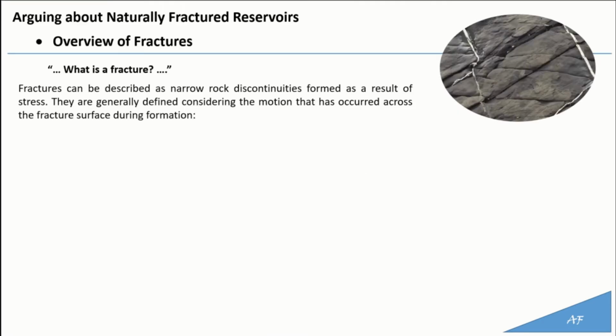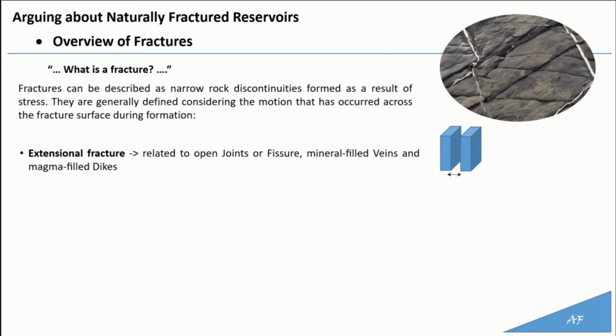What is a fracture? A fracture can be described as a narrow discontinuity formed as a result of stress. They are generally defined considering the motion that has occurred across the fracture surface during their formation. Extensional fracture is a fracture that shows extension perpendicular to the fracture walls. The term is related to joint or fissure when fractures are open, to veins when fractures are mineral filled, and to dikes when fractures are magma filled.